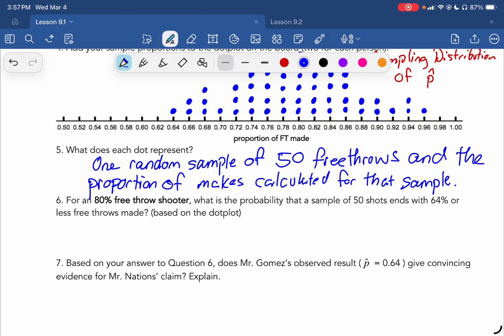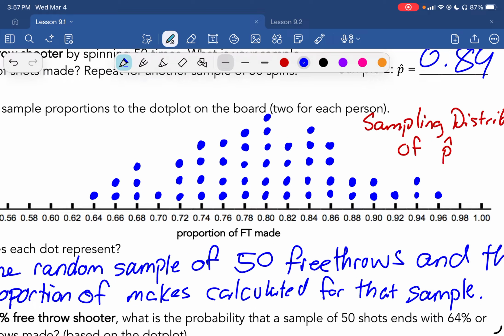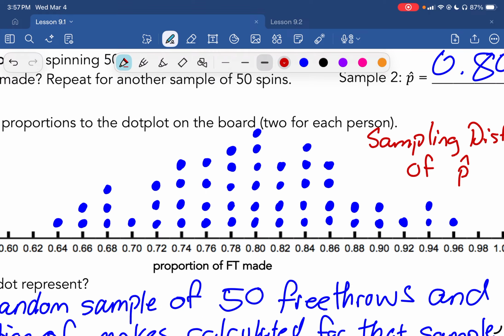Now, we can look at a couple things here. In 6, we're going to have to move back up to that dot plot. For an 80% free throw shooter, what's the probability that a sample of 50 shots ends with 64% or less free throws made based on this dot plot? Now remember, we're doing the 64 or less because that's what Mr. Gomez got. Now, this actually is Mr. Gomez's result.